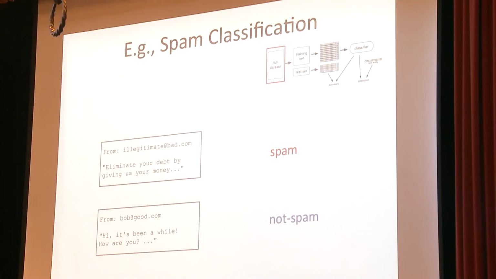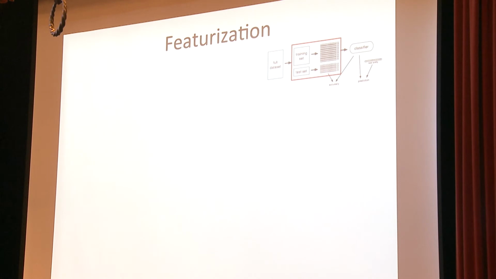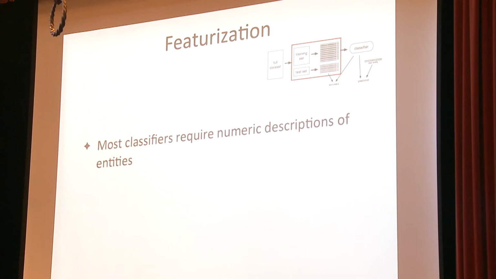So first, the full data in the context of spam classification. This is an example of two data points in your full data set, one being spam, one not. That's pretty straightforward. The next thing you need to do is split it into training and test sets, which is also straightforward. You just sample. Typically, the training set is bigger. The next thing you do is featurization.